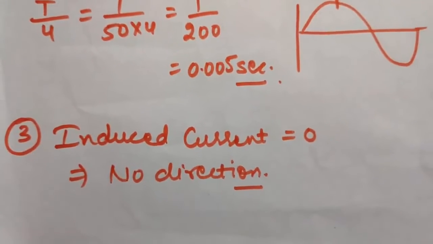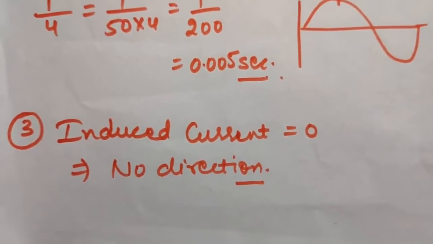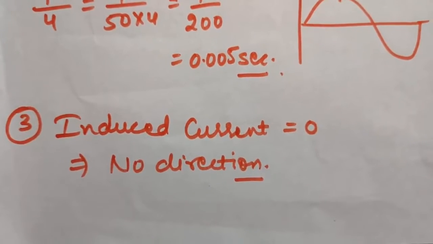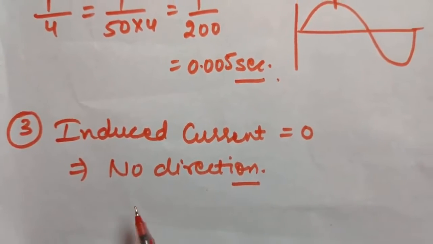In third question, because the loop is moving within the region of uniform magnetic field, therefore there will be no change in magnetic flux. So therefore there will be no induced current and therefore no direction.